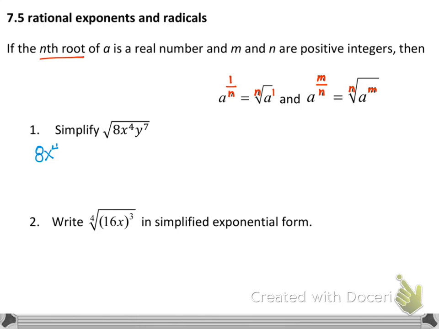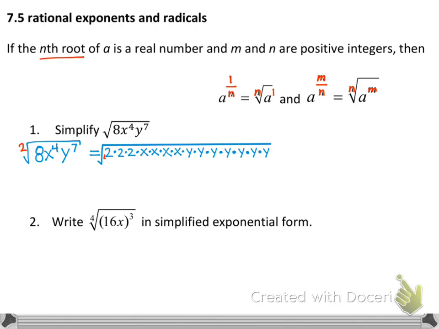So for the first one, taking the long way of simplifying it, going back to probably pre-algebra, we have the square root of 8x to the 4th, y to the 7th. Expanding that, writing it as primes, we get 2 times 2 times 2 times x times x times x times x times y times y times y times y times y. There's 7 y's there. And when we take the square root, the idea is we pair them into groups of 2.